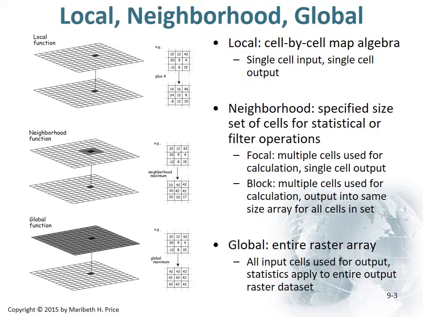A block works a little bit differently. A block uses a specified window size, 3 by 3, 5 by 5, 7 by 7, whatever it is. But the output is put into the same size neighborhood in the output data set. So for example, if we were to use that same middle example, if it was a neighborhood maximum, a 3 by 3 input, there the maximum value would be 42, and 42 would be written to the corresponding 3 by 3 window in the output grid.